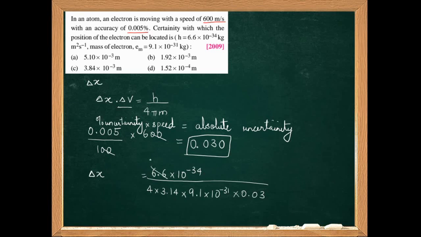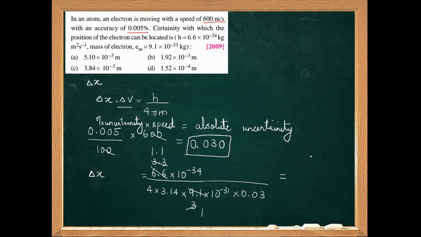So 6.6 is what? 3.3, and 9 is 3. Then 3, 1.1. All I have to do is this division and I'll get the answer. If you actually solve this, I'll leave the solving up to you, because we have done a lot of examples where we have solved the calculations. I'll tell you what is the final answer.